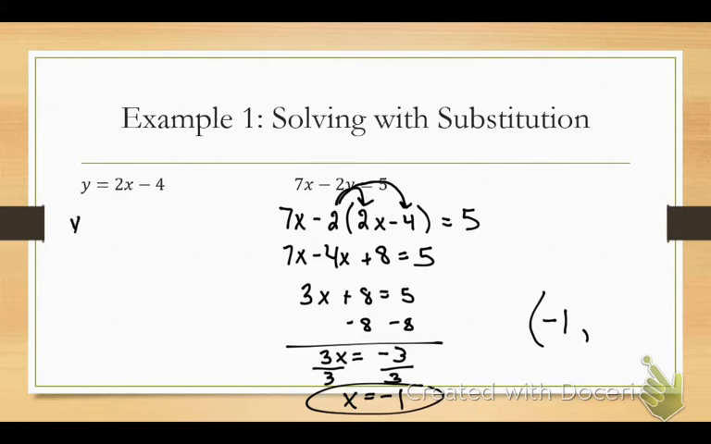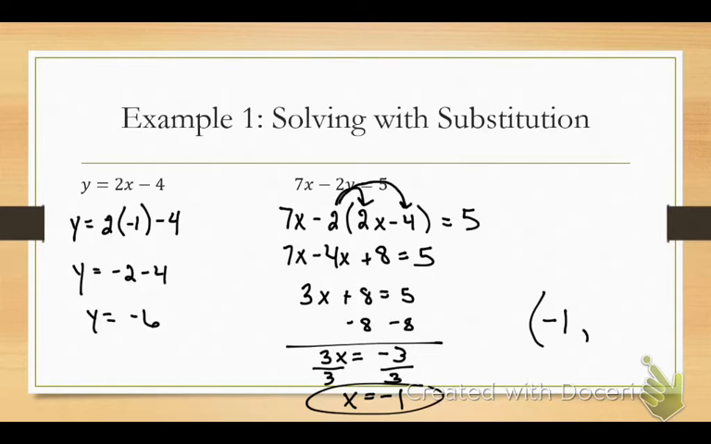So y equals 2 times negative 1 minus 4. What's 2 times negative 1? Negative 2. Minus 4 is what?